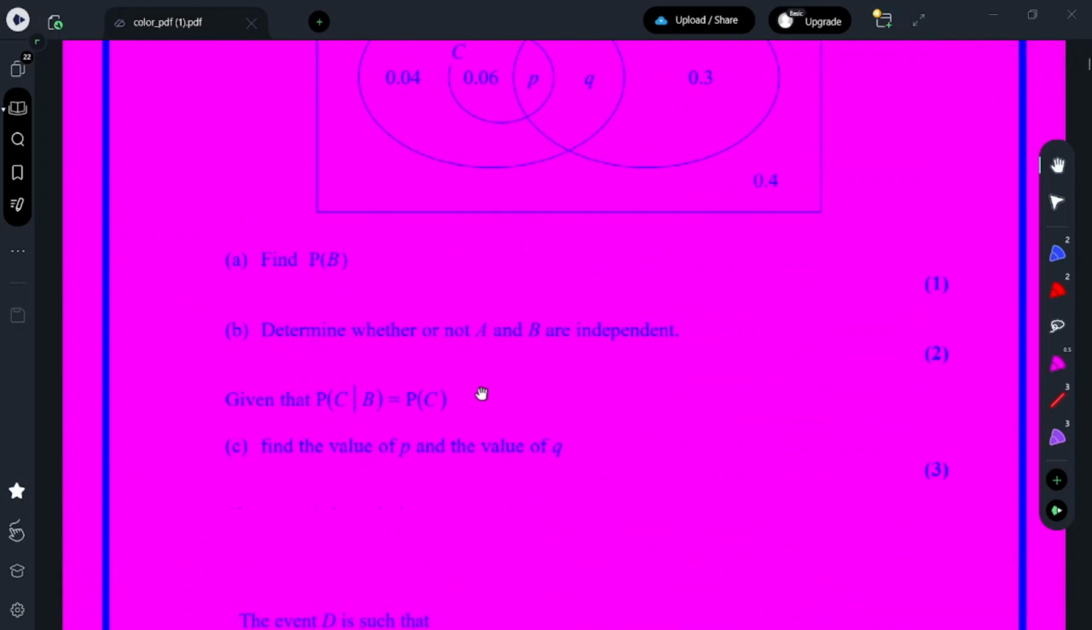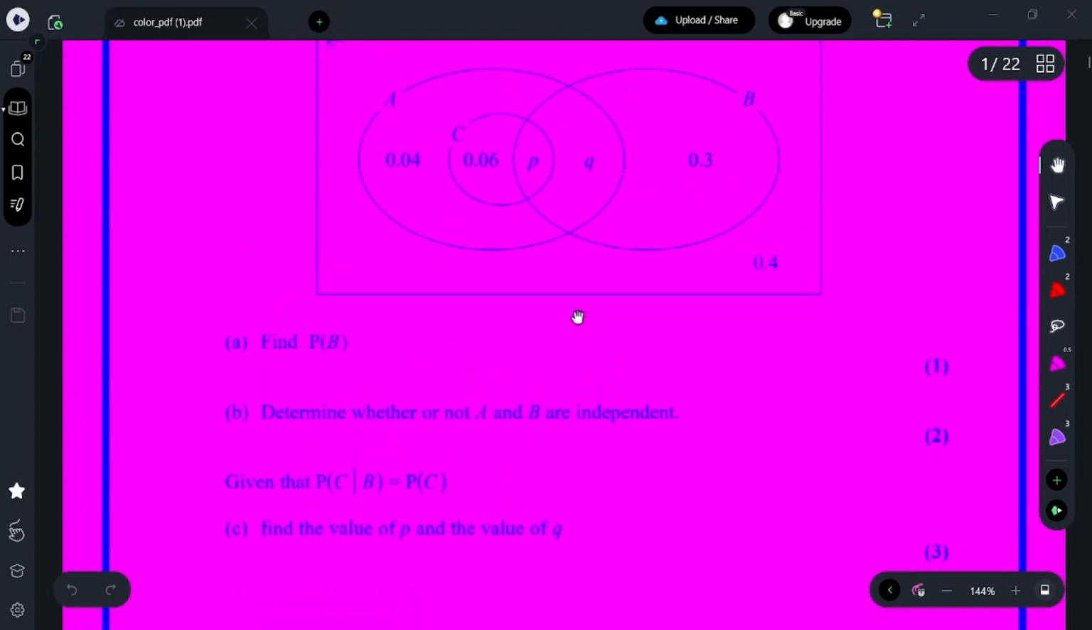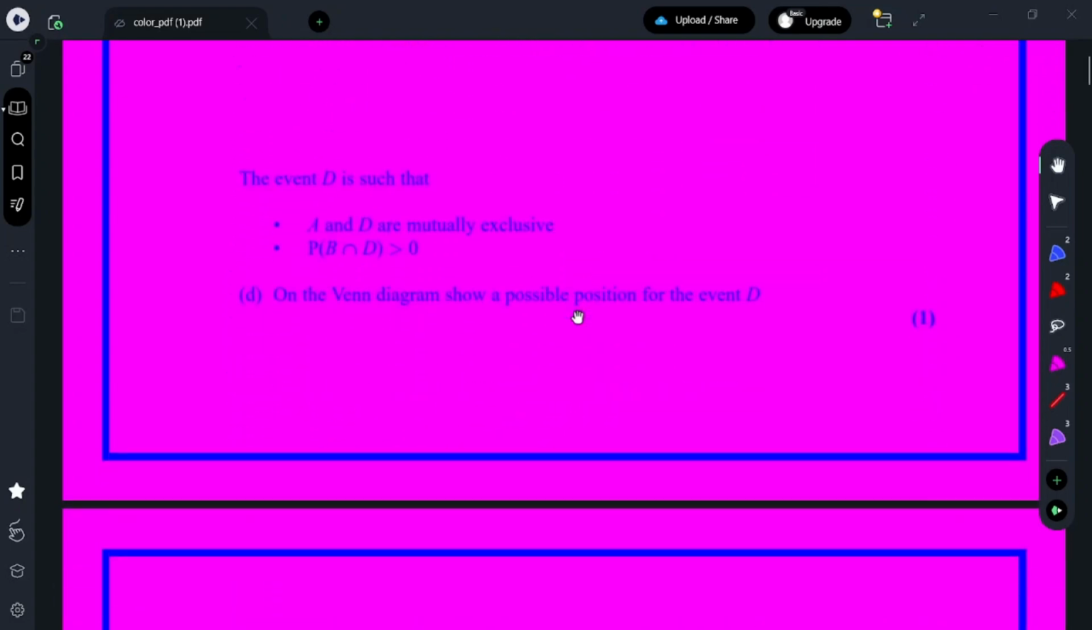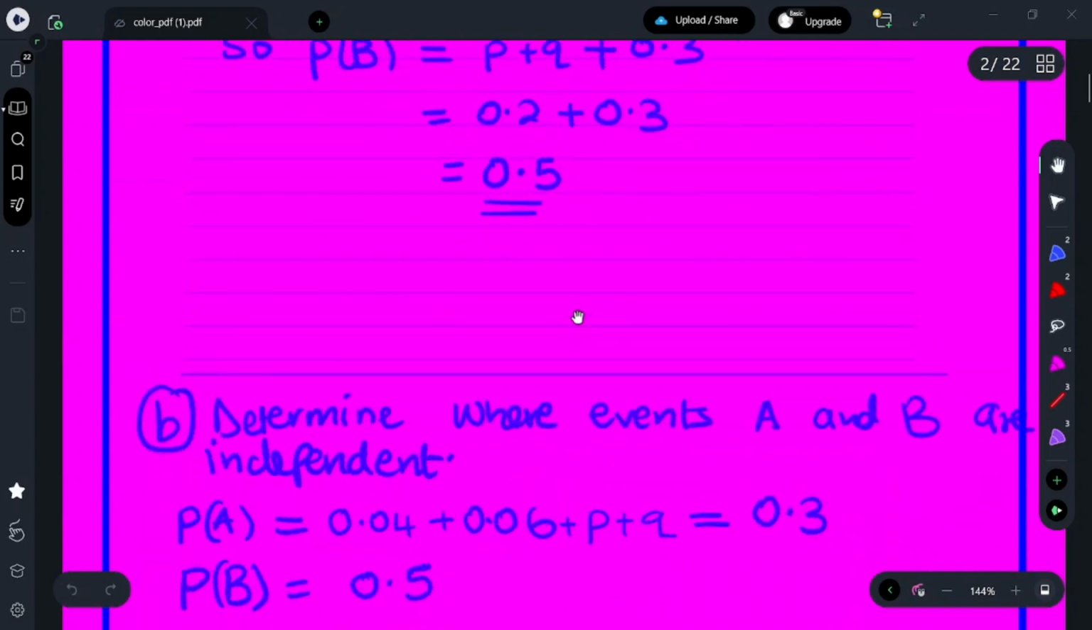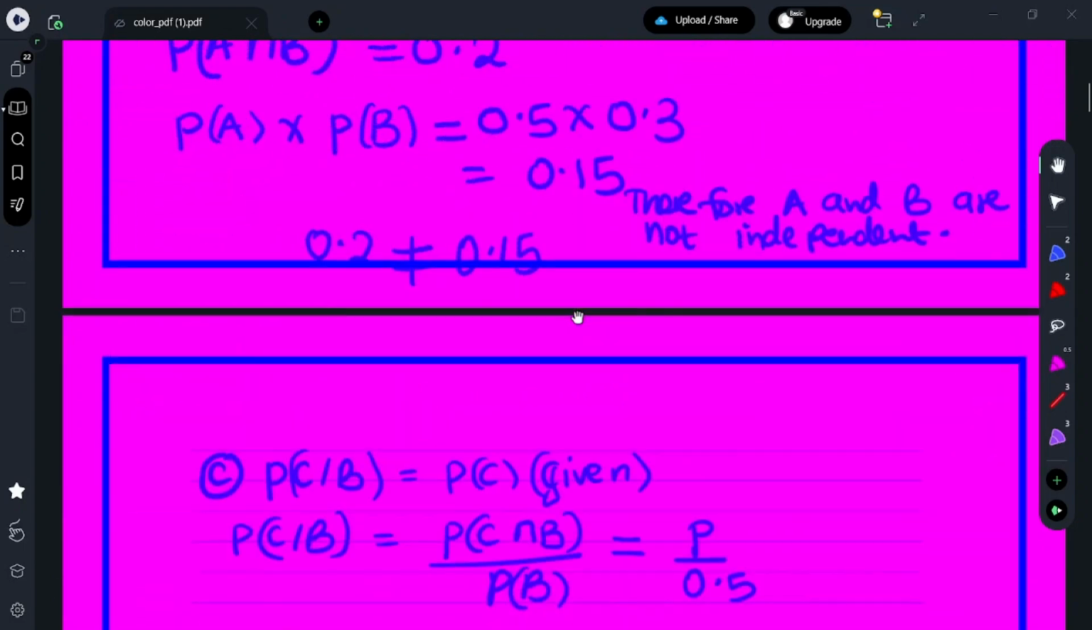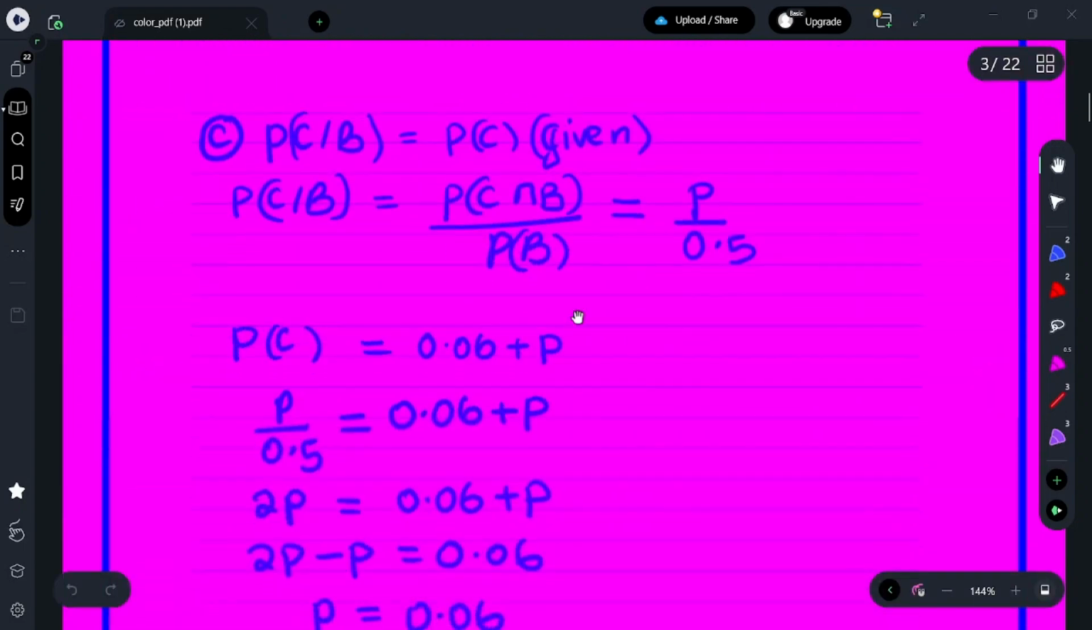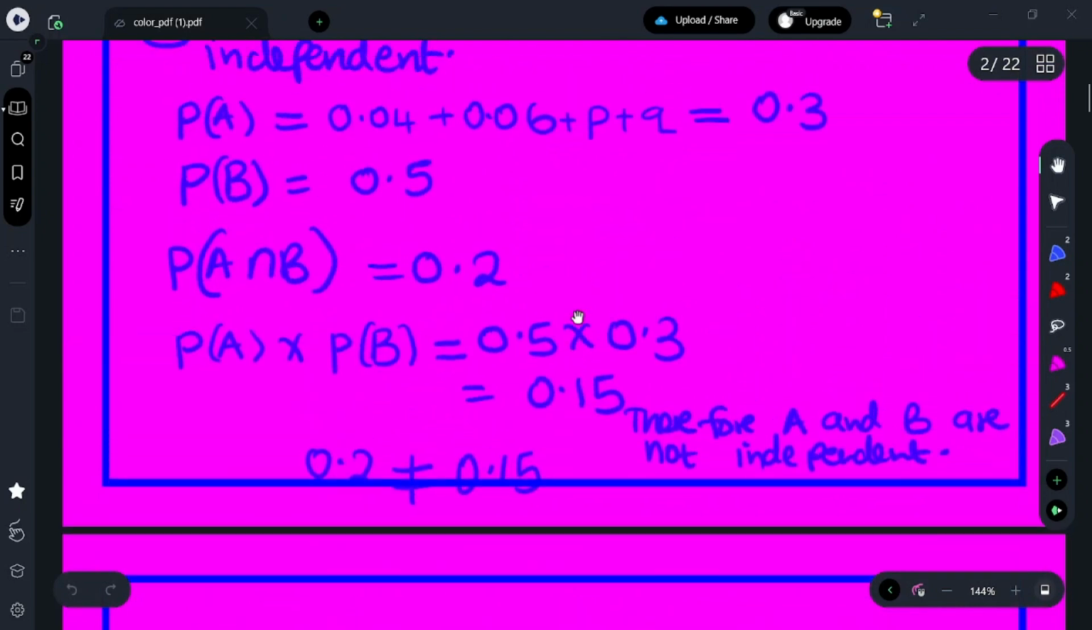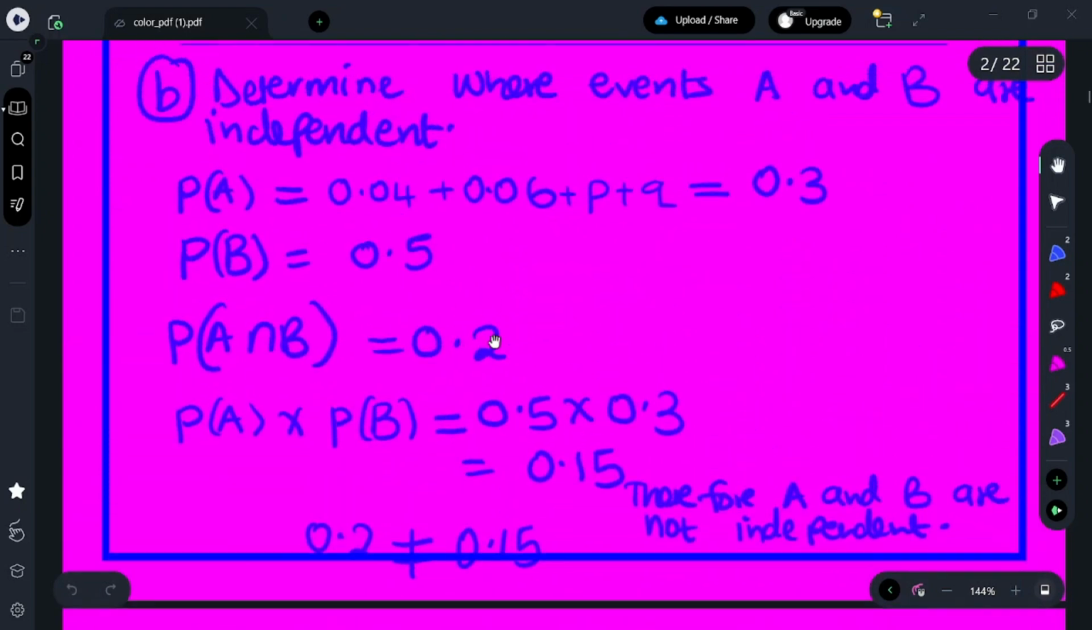So we go to the next question. Determine whether or not events A and B are independent. To find whether two events are independent, we are supposed to find the probability of event A and the probability of event B. We multiply the probabilities, then we find the probability of the intersection of the two events. And if the two probabilities are equal, then the events are independent.